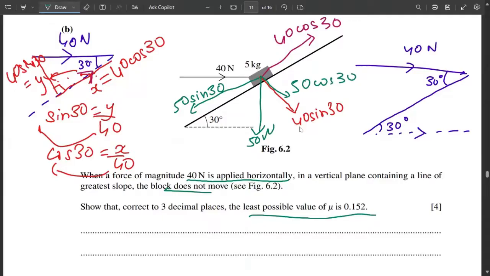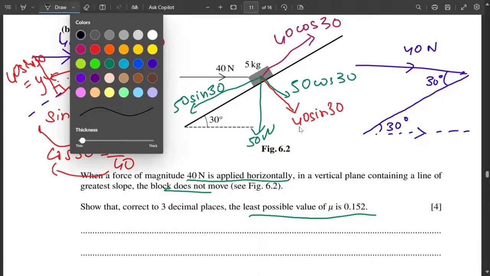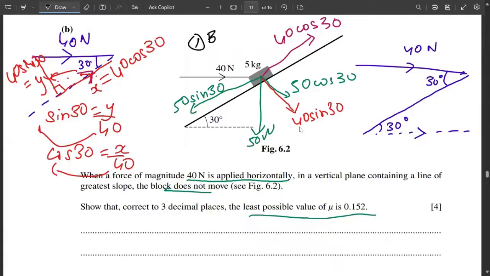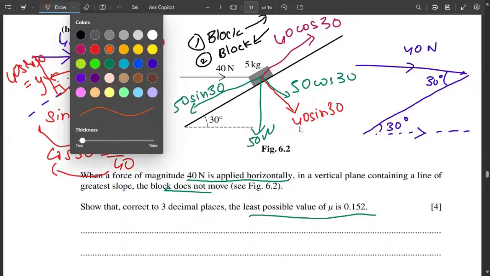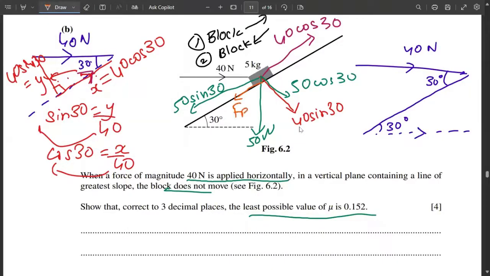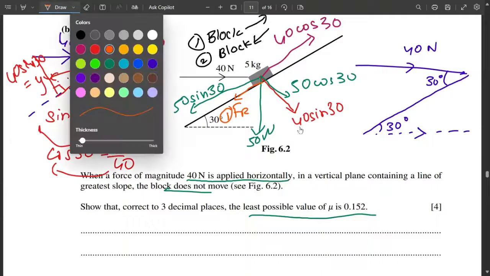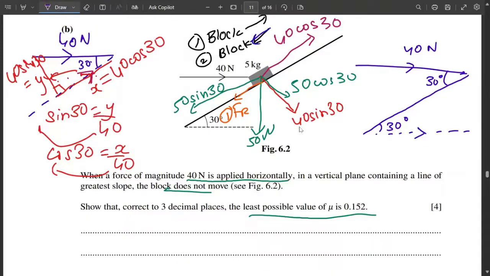And are there any other forces? Yes, obviously there will be frictional force. Now there are two possible options. The first option is the block moves like this. The second option is the block moves downwards. If the block is moving upwards, the FR will be down. This will be the FR. And in case the block is moving downwards, the FR will be upwards. So we'll have to find the answers for both of them.